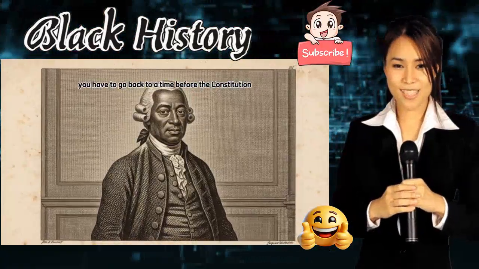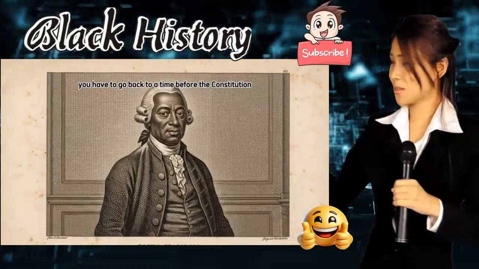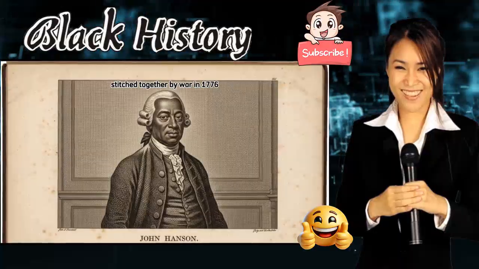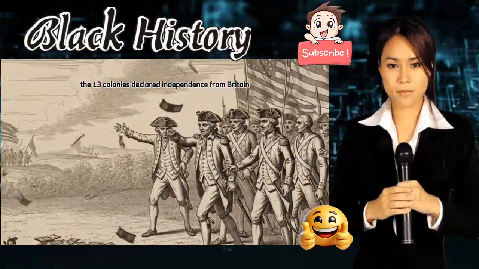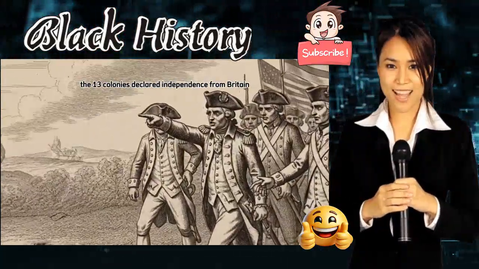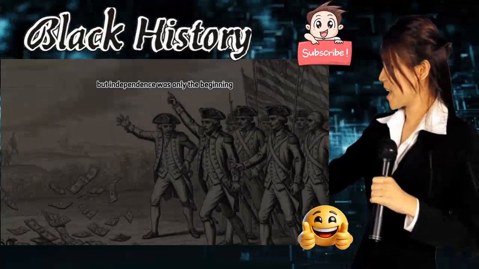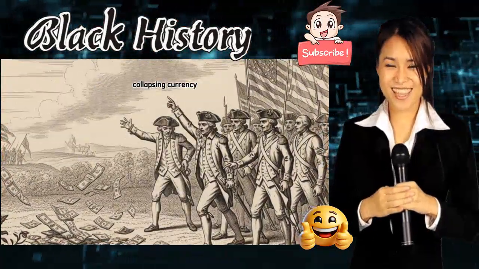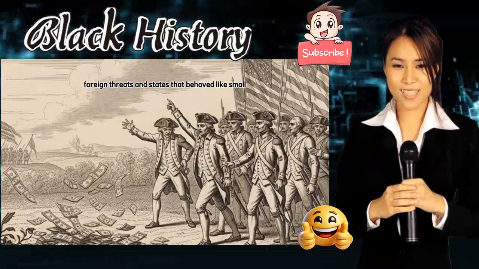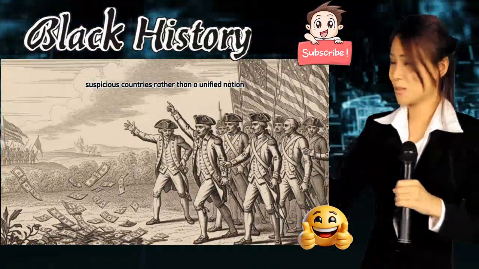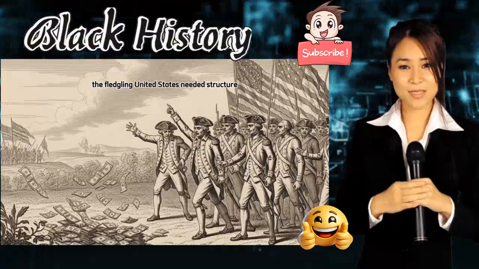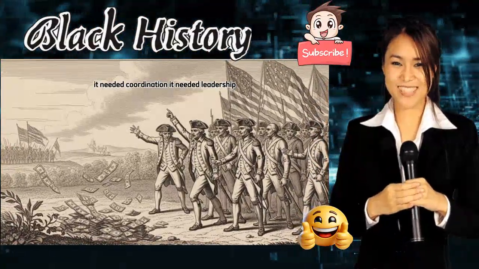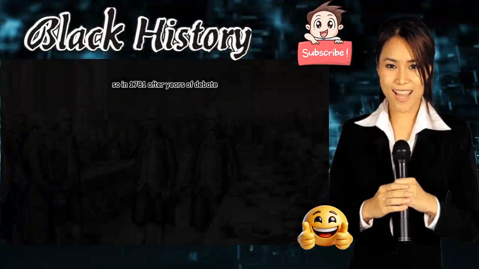To understand how this happened, you have to go back to a time before the Constitution, before the polished republic, back to a fragile confederation stitched together by war. In 1776, the 13 colonies declared independence from Britain, but independence was only the beginning. What followed was chaos: unpaid soldiers, collapsing currency, foreign threats, and states that behaved like small, suspicious countries rather than a unified nation. The fledgling United States needed structure. It needed coordination. It needed leadership.